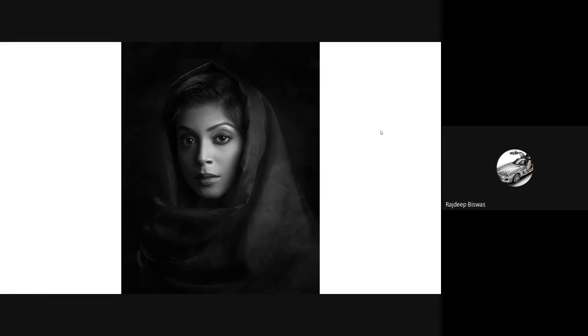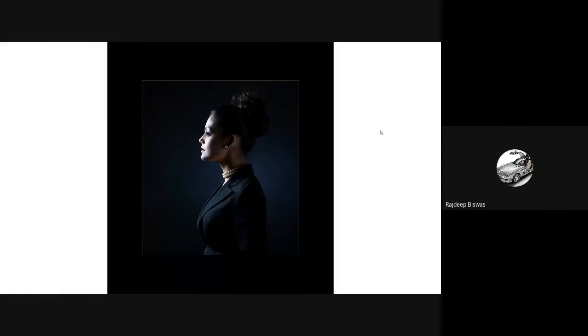Again, one more low-key image, and for this image, I blended texture with this image to get this output. This is a profile portrait. If I go back to, if I remember, Mr. Shujoy Sheel asked this question.